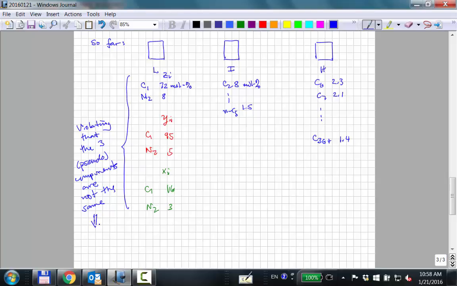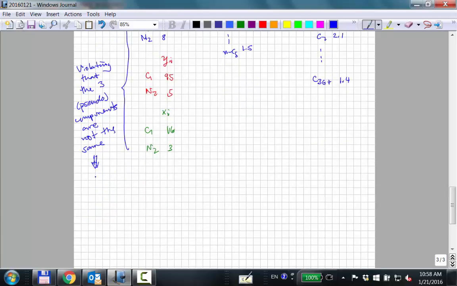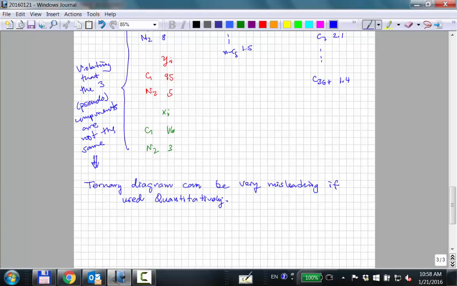And because of that, the ternary diagram can be very misleading if you try to use it quantitatively. Okay? By quantitatively, you might not understand. But if you really try to use it in engineering, you can get in trouble. Okay? Because you're violating from the get-go, because you have hundreds or thousands of components.